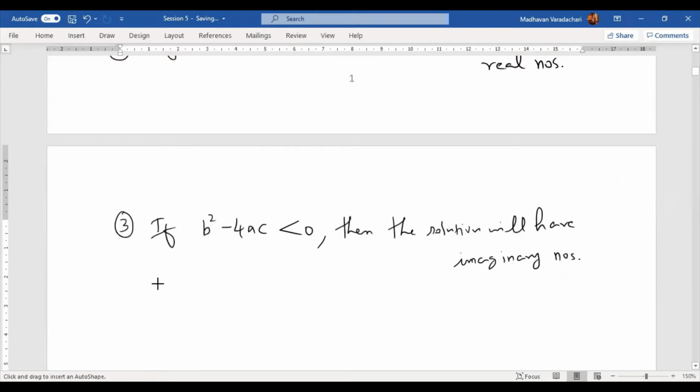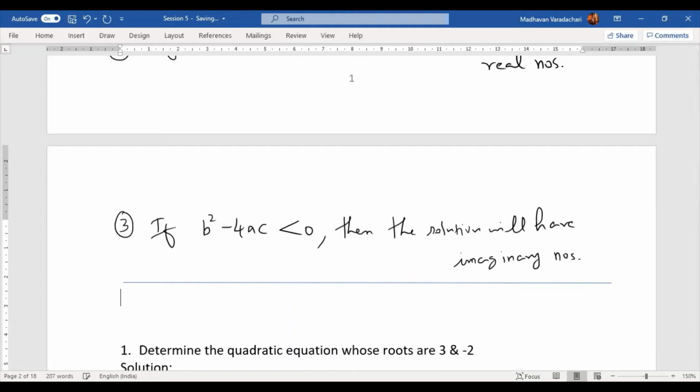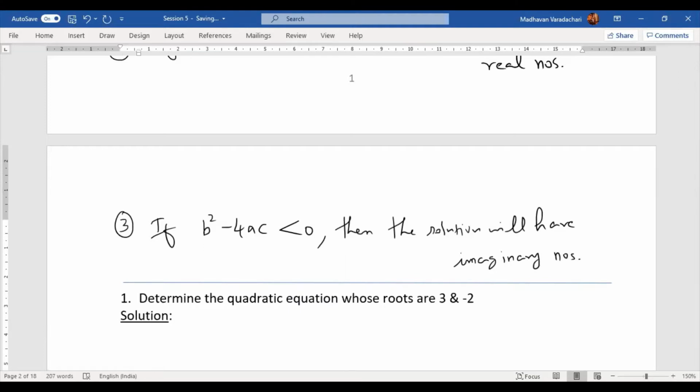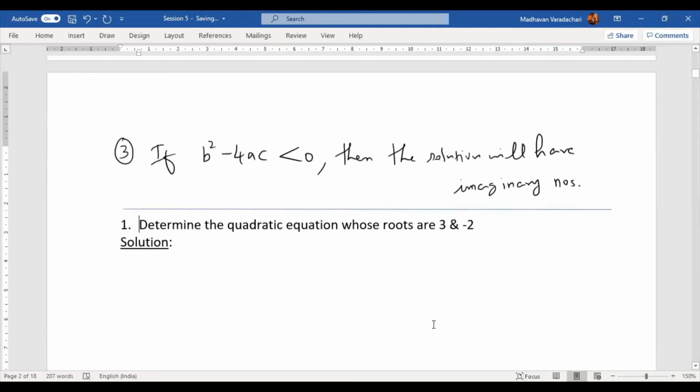Okay, now let us try to solve some problems based on our learning now. First question. Determine the quadratic equation whose roots are 3 and minus 2. Roots are known. We are supposed to form a quadratic equation. How do we do that?